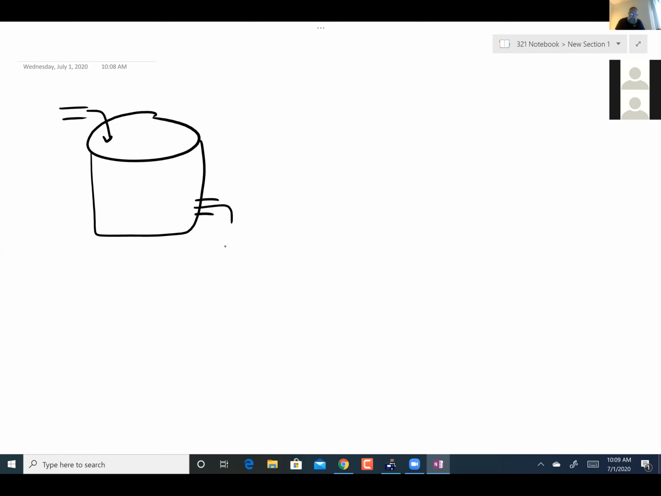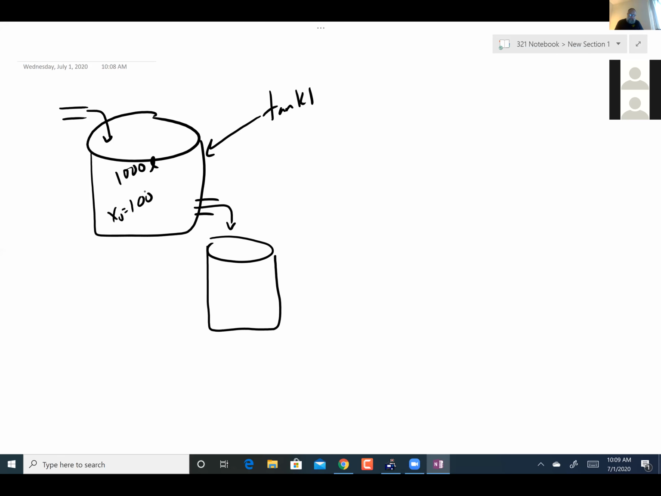So here, let's have this one cascade into this tank. Nice. So this was our tank 1. And we know that we started off with 1,000 liters in it. And initially, X of 0 was 100 pounds of salt. Okay. This is going to be tank 2 down here.